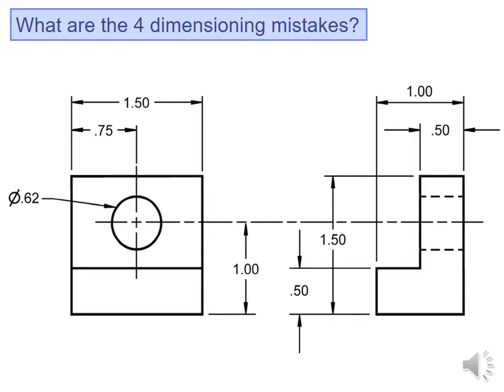So we'll look at some mistakes here. In this case, we have two views. This is your front view with a hole in it. And this is your side view. There's sort of a back wall here and a little bit of a footing. And this has got a hole through it. There's the center line. The rest of the lines on here are annotative.